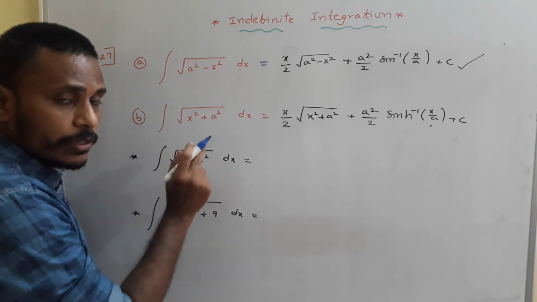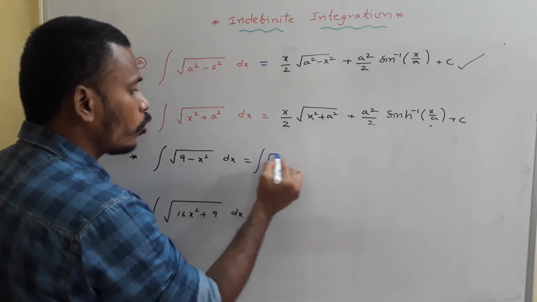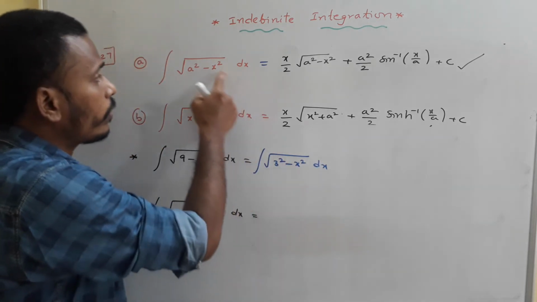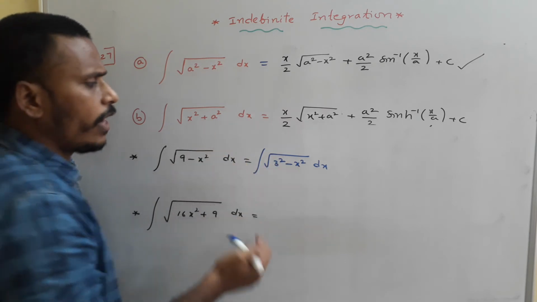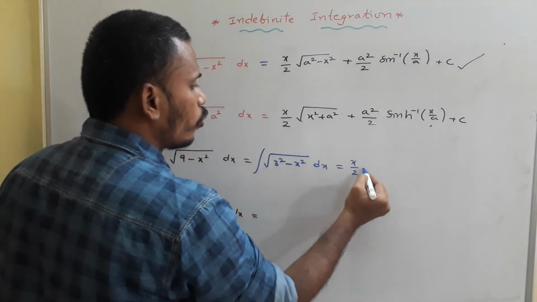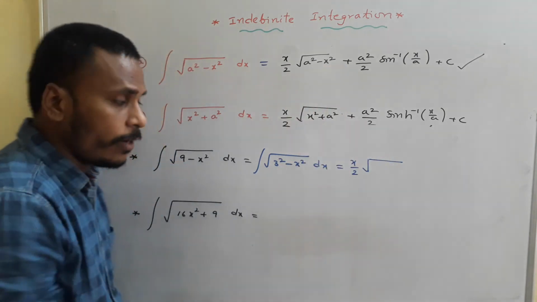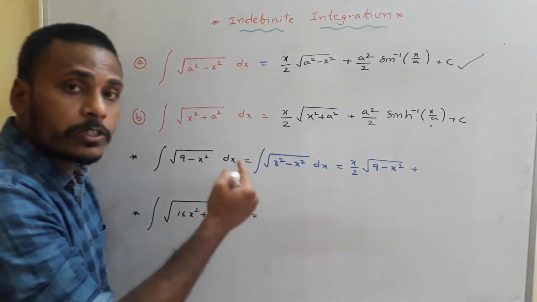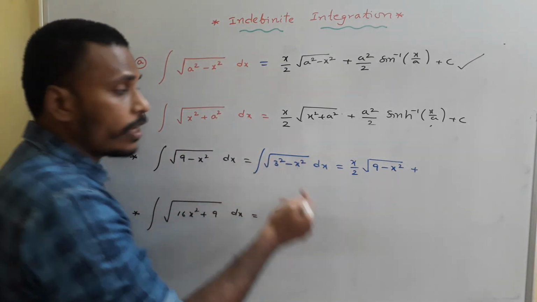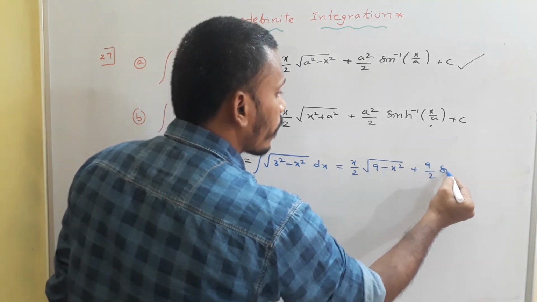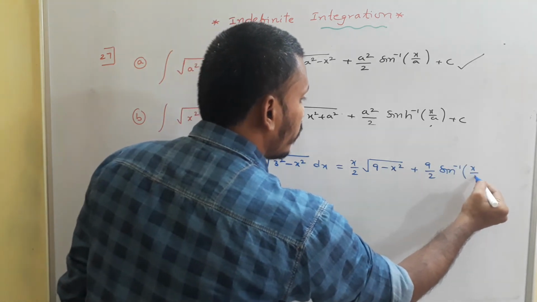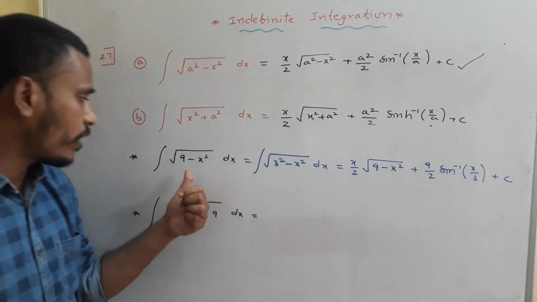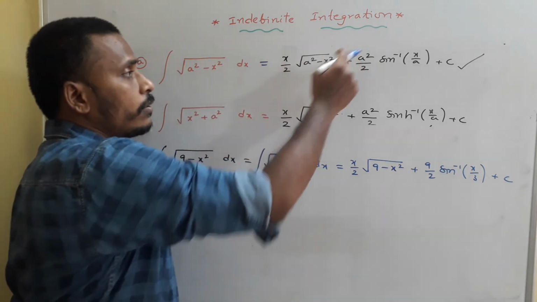Simply this 9 is nothing but 3 square, right? So this is integral root of 3 square minus x square dx. So just it is of the first format, but a is 3, so rewrite it. This equals x by 2 into root of a square minus x square, meaning 3 square minus x square, in the sense 9 minus x square, plus a square by 2. a is 3 and a square is 9, so 9 by 2 into sin inverse of x by 3 plus c, just because a is 3. Okay, this is that simple to write the answer for this root 9 minus x square if we are well versed about the first result.